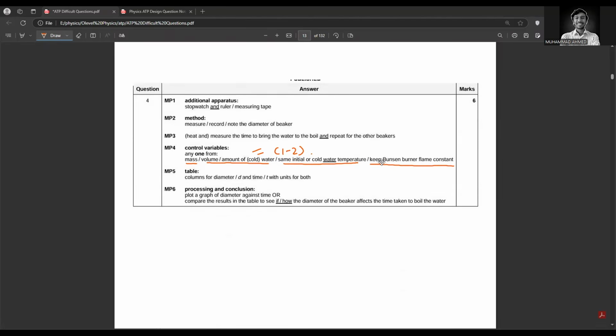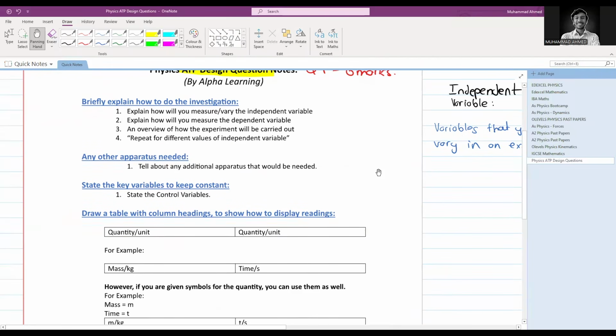Now let's move on to how you will write an answer in your design questions for ATP. If in your ATPs it is written briefly explain how to do the investigation, or how will you do the experiment, you will tell the examiner how you will measure the independent variable, how you will measure the dependent variable, and you will give the examiner an overview of the entire experiment.